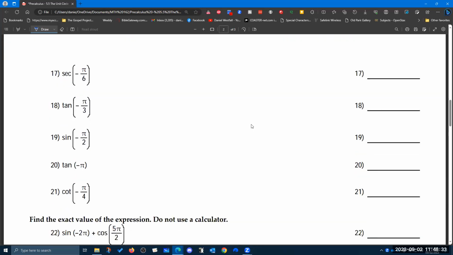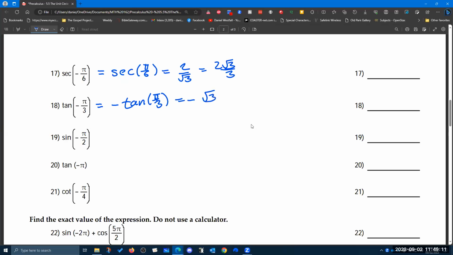Secant of negative pi/6 is going to be equal to secant of pi/6. Cosine of pi/6 is √3/2. So this is going to be 2/√3, which is 2√3/3. Tangent of negative pi/3 is going to be equal to negative tangent of pi/3, which is going to be a negative √3/1, which is a negative √3.